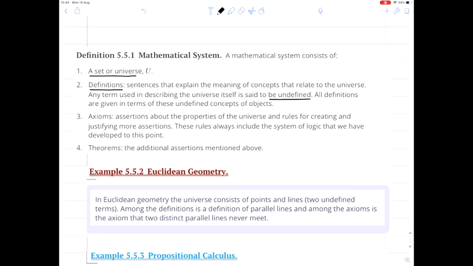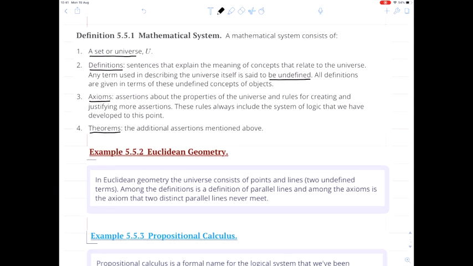Once we know about our universe and our definitions, then we can start having some axioms, which are things that are assumed to be true about the universe that we're working in. And also some rules for how you could create or make more assertions. And then finally we have some theorems, which are the additional assertions mentioned above that we create from the axioms. So this is all very abstract.